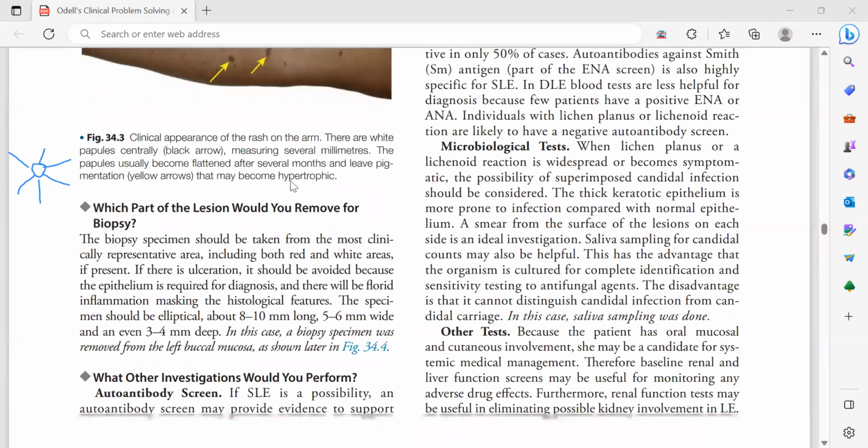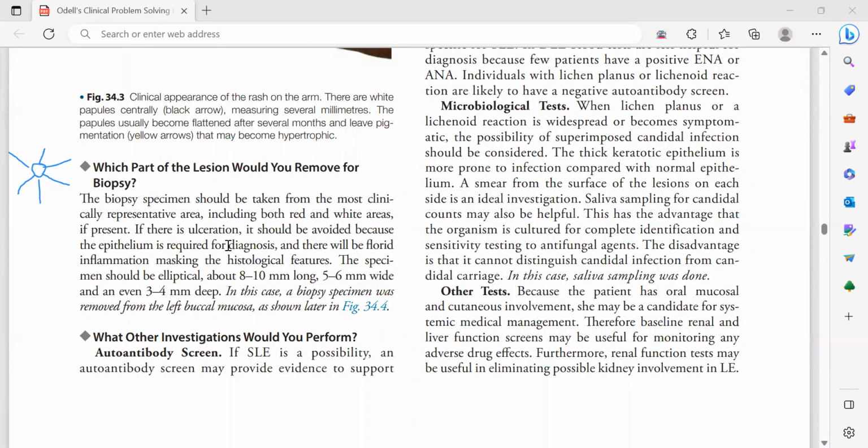Which part of the lesion would you remove? This is the specialist thing, but just for your knowledge, you can just learn. It should be elliptical, about 8 to 10 millimeter long, 5 to 6 millimeter wide, and 3 to 4 millimeter deep.